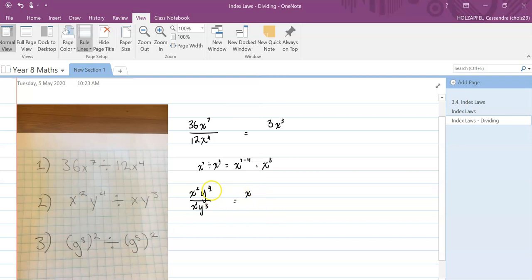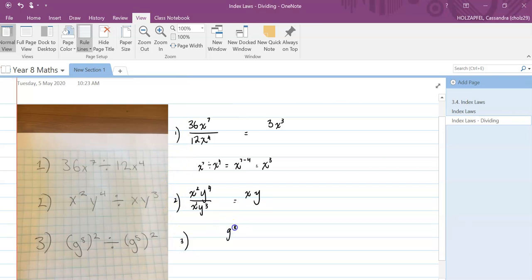And then y to the power of 4 divided by y to the power of 3 is the same as 4 take 3. So this is just going to be y to the power of 1. And again, we're not going to write that sneaky 1. Okay, so that was question 1. That was question 2. Last one here, question 3.